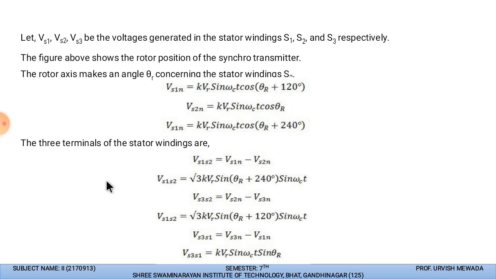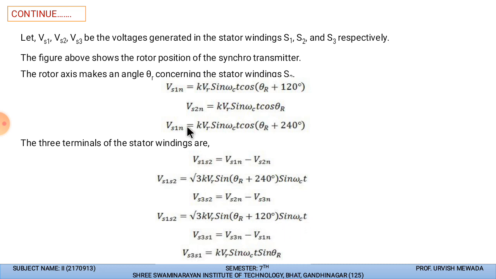Now, as we know, the function of the synchro is to convert angular position into voltage, or we can say electrical output. So for the three terminals of the stator winding, Vs1s2 is equal to Vs1n minus Vs2n. Now we substitute the values of these two, and we get Vs1s2, that is root 3 k Vr sin (theta r plus 240) sin omega c t. And Vs2s3 will be Vs2n minus Vs3n. When we put in these values, we get root 3 k Vr sin (theta r plus 120) sin omega c t.